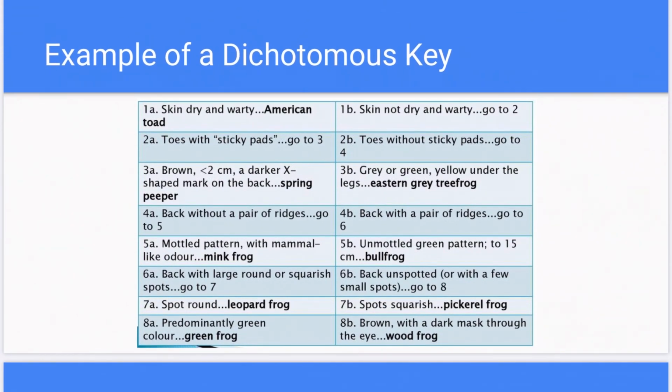You don't have to copy this down. This is just an example of a dichotomous key. Looking at question 1A, if the skin is dry and watery, you should note that we are talking about the frogs and toads of specifically Algonquin Park. That is how specific the keys get. If the skin is dry and warty, it's the American toad. 1B, the second part of the question, if the skin is not dry and watery, then go to question 2. And so forth, and so on.